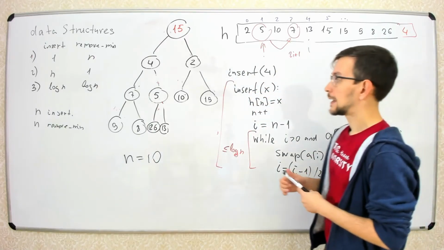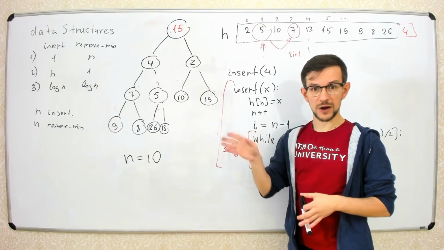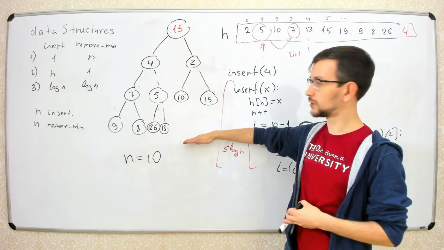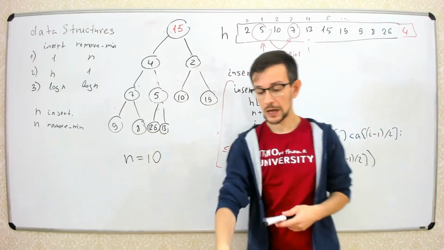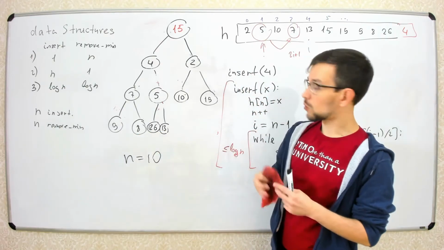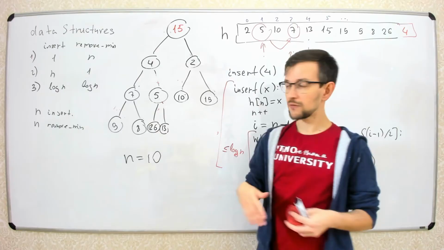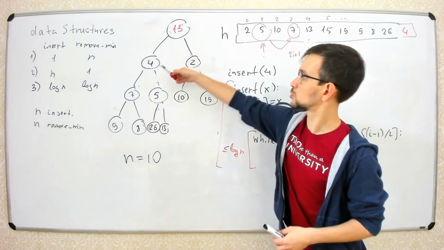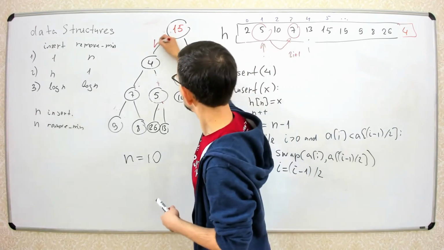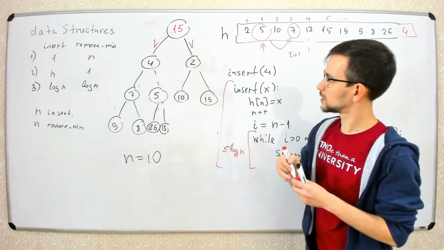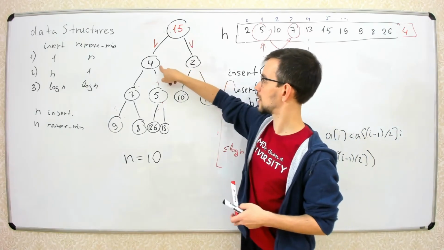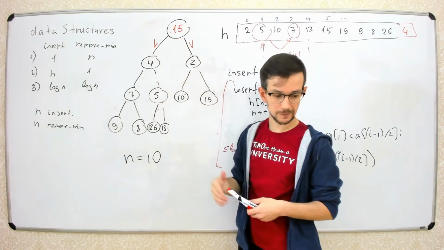Good. Now we have the correct binary tree. We have all layers filled except the last layer and so on. The only problem we have is that the property of the heap is not satisfied. It is not satisfied for these two nodes. Here we have less and here we have less. So these two nodes are broken, because for these two nodes we have elements which are less than the parent element.